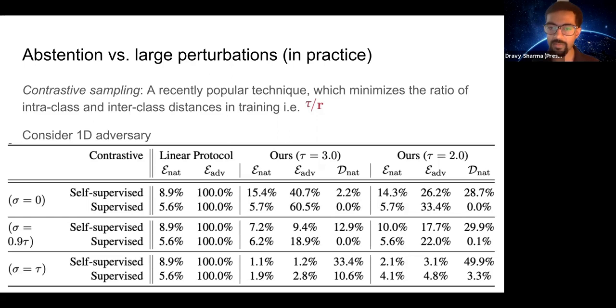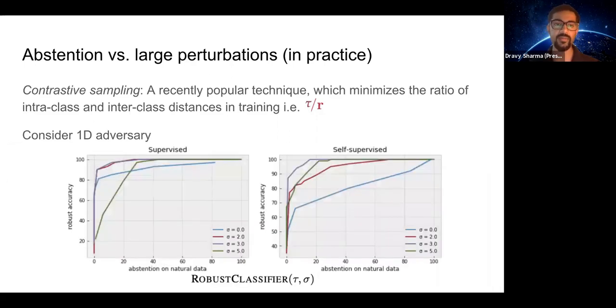It's maybe easier to see this in this plot. So we have this again: a one-dimensional adversary moving points in a random direction, and we plot accuracy versus abstention. Accuracy is basically 1 minus the loss, and each curve corresponds to varying tau. Different curves correspond to varying sigma.